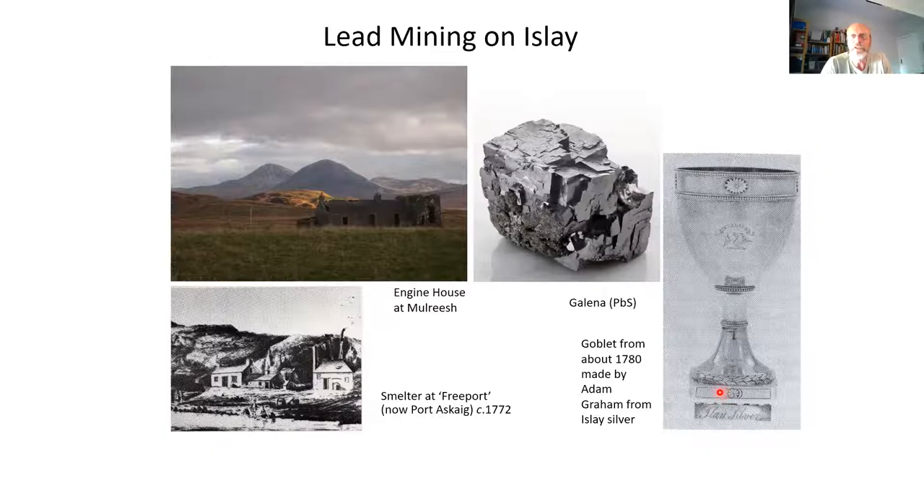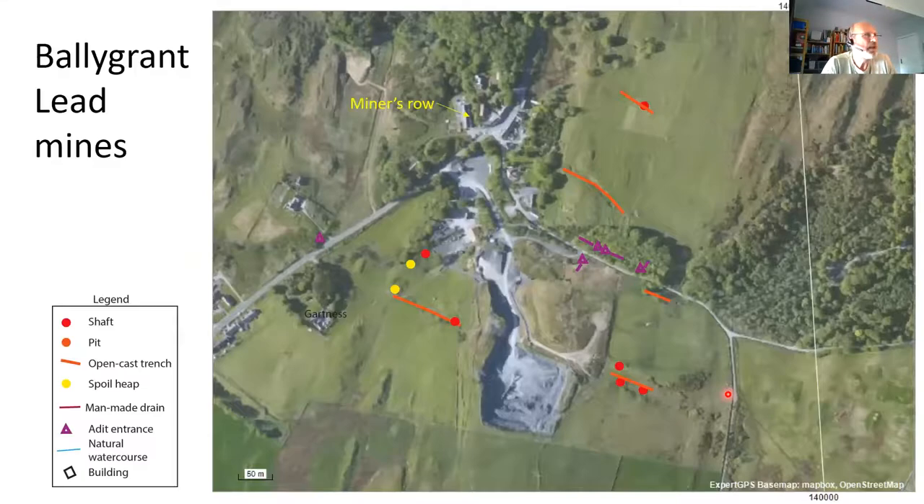And this goblet has been made, and it says it's in the Kelvingrove collection, I believe. I've yet to find it, but it does say Islay silver on it. And we're starting here. Sorry, I moved the pointer too quickly. We're in the car park here. We've just walked out, and the quarry is to the south. And here is a little map I've made of all the mine shafts in the Ballygrant area. We'll have a quick look at some of those as we pass, because we're walking up this road here.